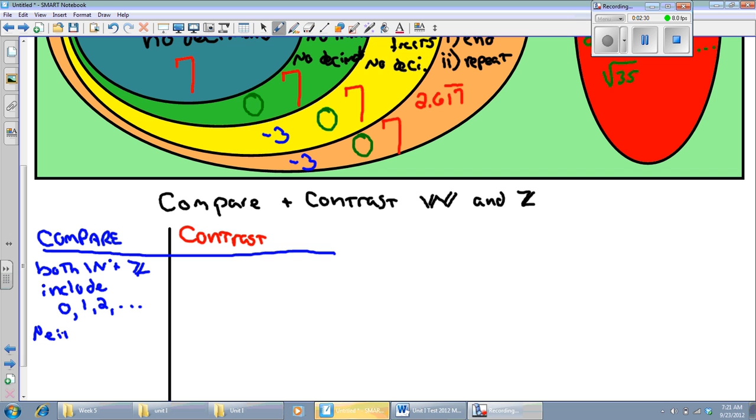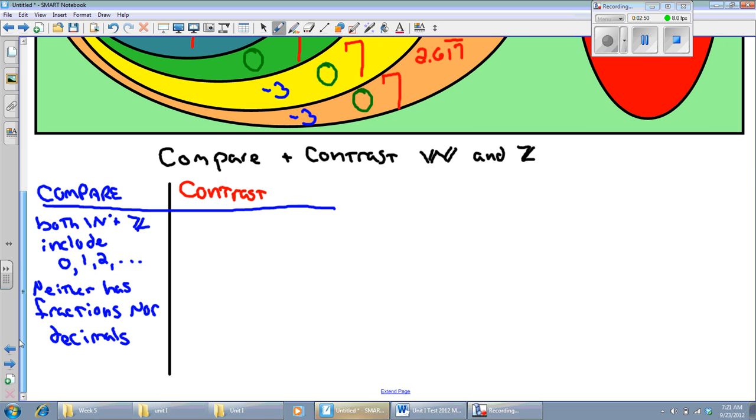Neither has fractions nor decimals. And that's everything they have in common. You could also put that they're both subsets of the real numbers. That would be a great answer too.